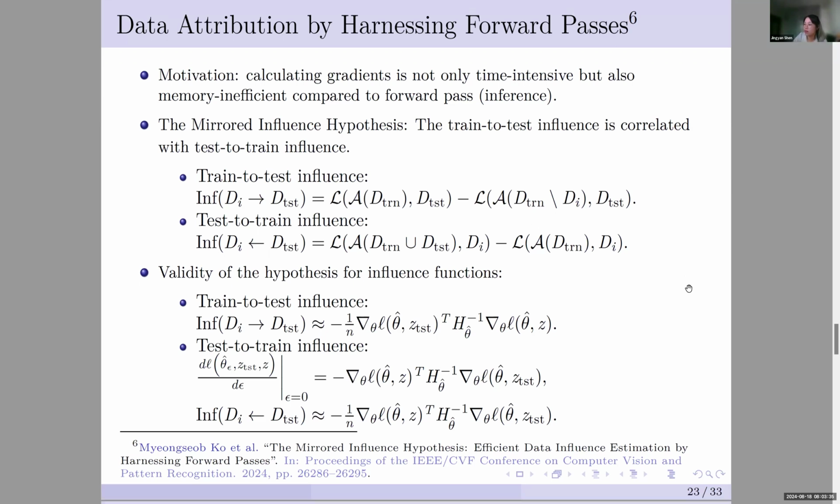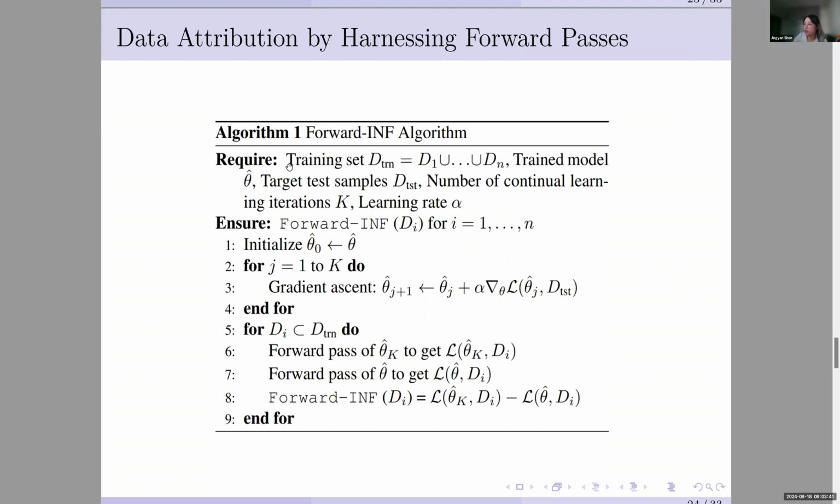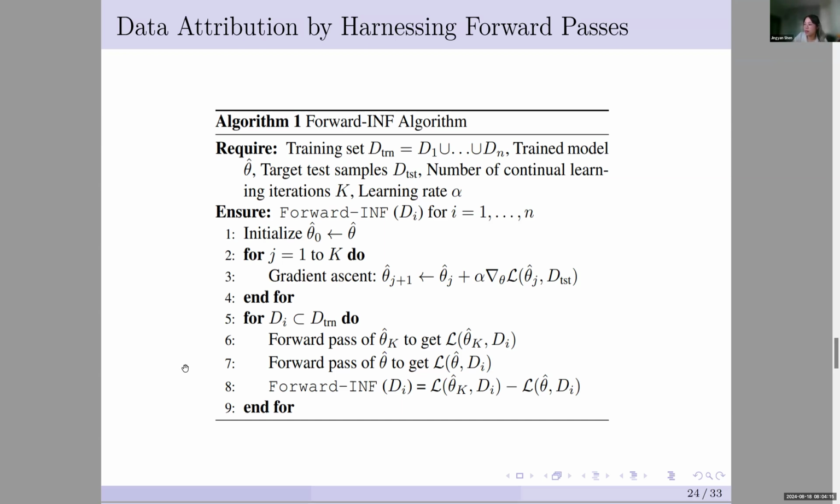Actually, it's very straightforward, and they proposed an algorithm for this. Given a training dataset and the target test example, we do continual training, and they use gradient ascent here to get the model trained with the specific test example we are interested in. Then we do 2 forward passes to get the loss function and calculate the difference of the loss to get an attribution score for the training data points.